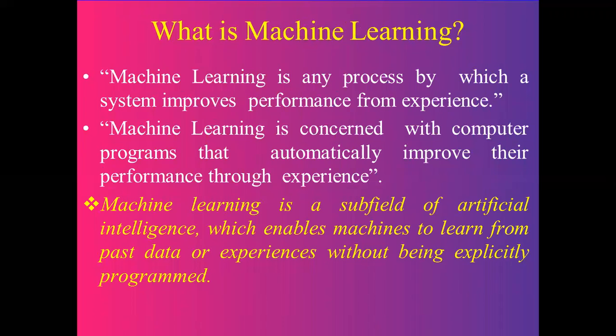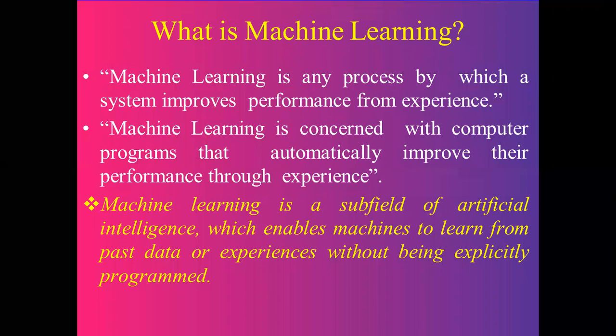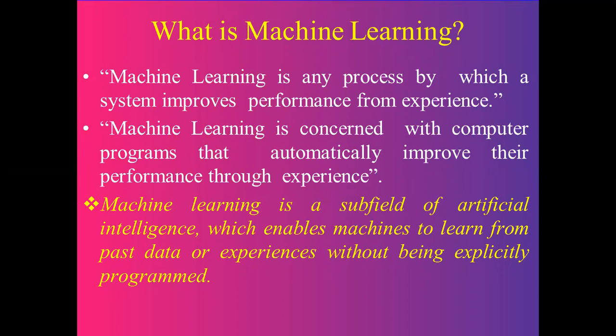Next, what is machine learning? Machine learning is any process by which a system improves performance from experience. Experience means past data or past results. Machine learning is concerned with computer programs that automatically improve their performance through experience, meaning operations based on their behaviors and past data.